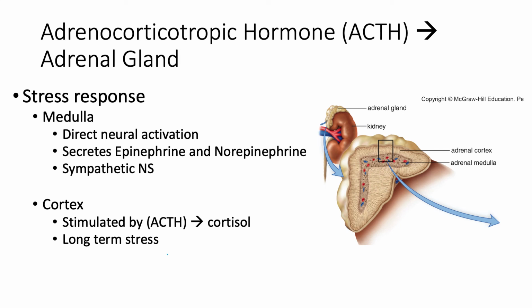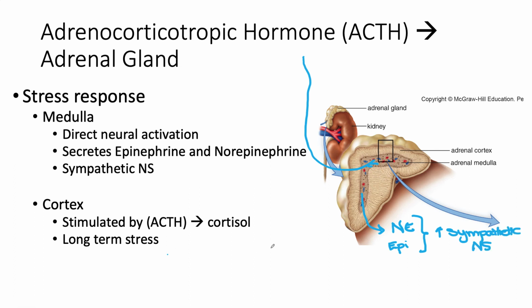Adrenocorticotropic hormone is produced by the anterior pituitary and acts on the adrenal gland. Now, we already talked about the adrenal gland before when we talked about random hormones. Remember, they sit on top of the kidneys like little hats. And the medulla is directly innervated by the nervous system, meaning there's a neuron that comes in and causes these cells to produce two hormones, norepinephrine and epinephrine. And these are important. They are released to upregulate the sympathetic nervous system.